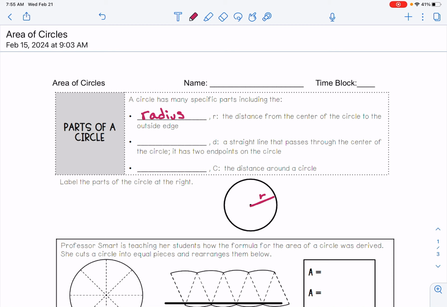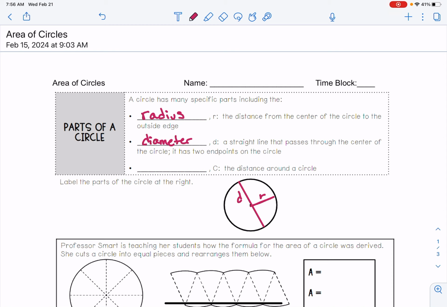We also have the diameter, which is a straight line that passes through the center of the circle, and it has two endpoints on the circle. So that means that is a line from one edge of the circle to the other edge of the circle, and it passes through the center. And we're going to label that line D for diameter. So your radius is halfway across the circle, and your diameter is all the way across the circle.